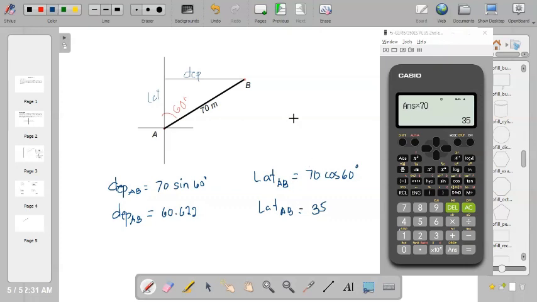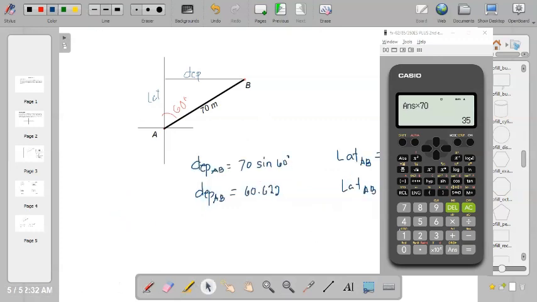All right, now if it's only one line, it's very easy. But when you have so many lines to do the latitude and departure, you need a bit of speed. We can do that by means of a technique in the calculator. So let's try to compute the latitude using the calculator.